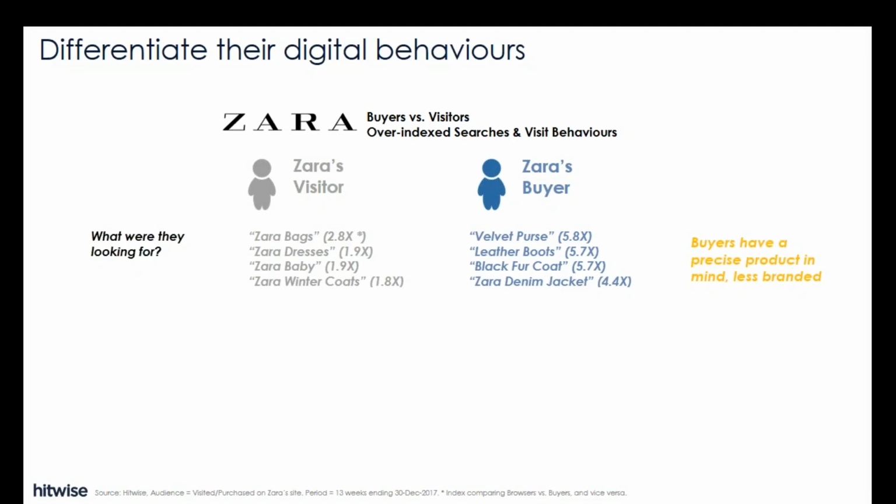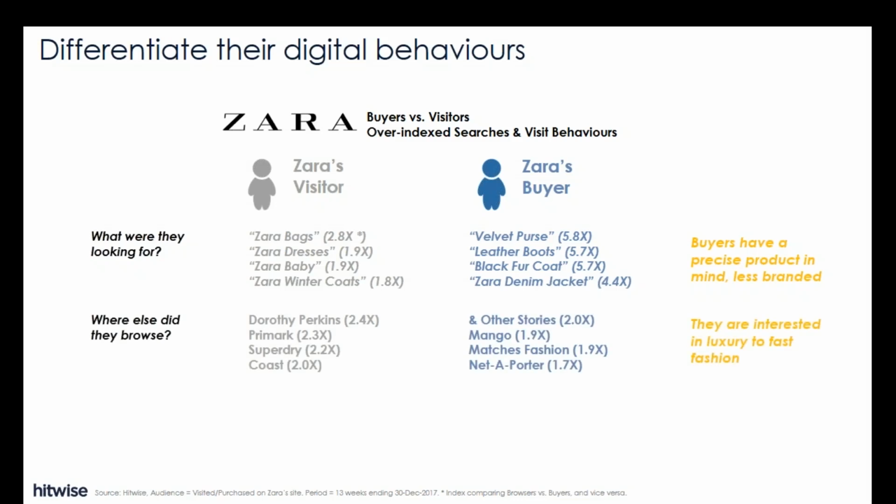These 2 segments also had different fashion interests. Visitors, for instance, were more likely to look at sites like Dorothy Perkins and Primark, whereas my Zara buyer was interested in a different set of fashion websites, from luxury sites like Matches Fashion and Net-a-Porter to my direct competitors like Mango and Other Stories. So it's no surprise that they looked at different fashion sites.